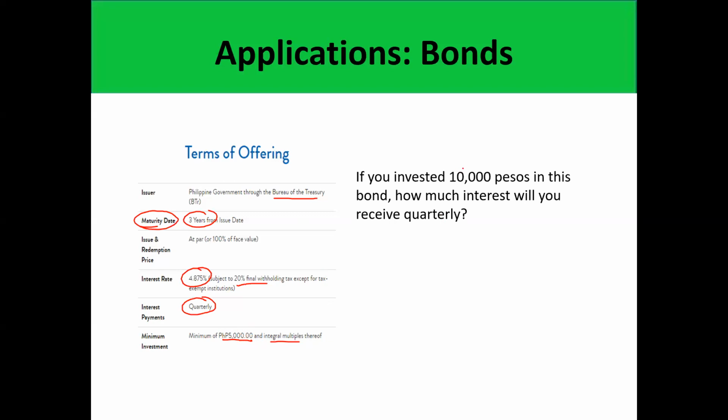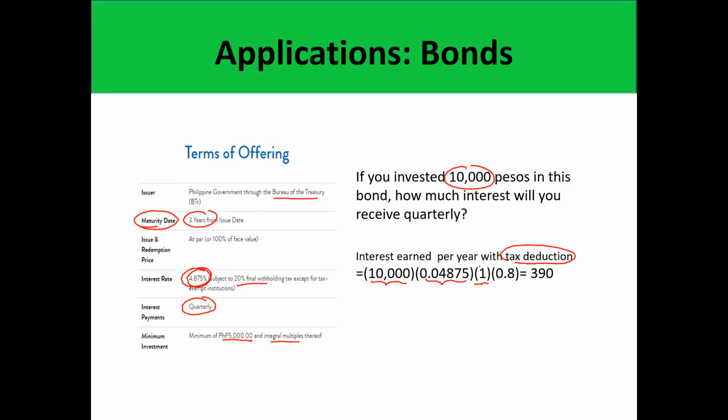Now, if you invested 10,000 pesos in this bond, how much interest will you receive quarterly? To compute it, the interest earned per year with tax deduction would be the principal amount invested times the rate times the time, in 1 year, and then you multiply by 0.8 because we will deduct 20% withholding tax. So that means 80% is the amount that we earn for that year. In this case, it's 390 pesos.